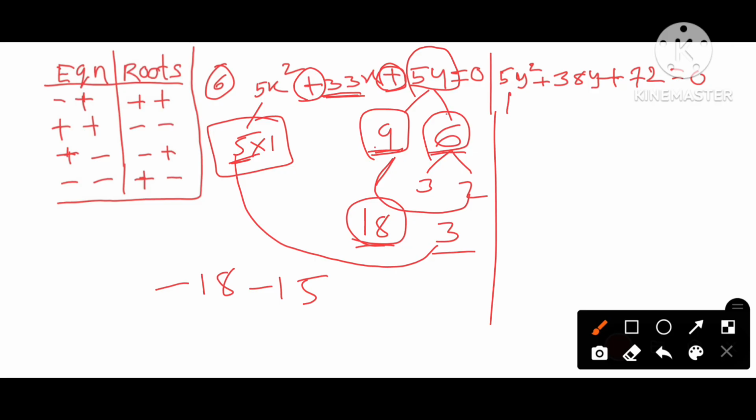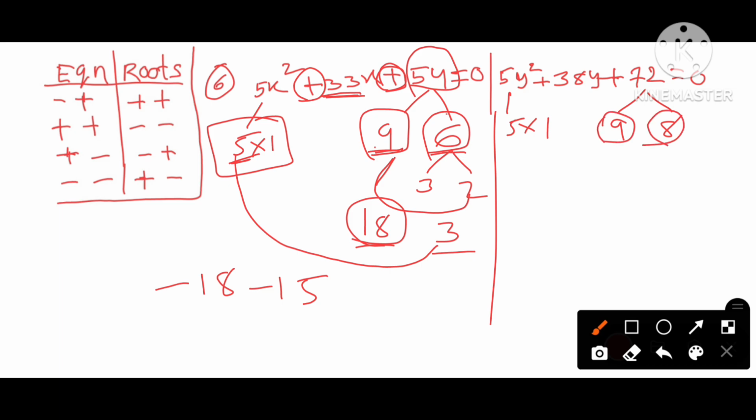Here we see 5 means 5 and 1 is the factors. For 72 we have many multiplications. Let's write this as 9 and 8 times. So 5 nines, which will be 45, greater than this one, so it is not possible. So in this case, taking 9 and 8 is a mistake by us.